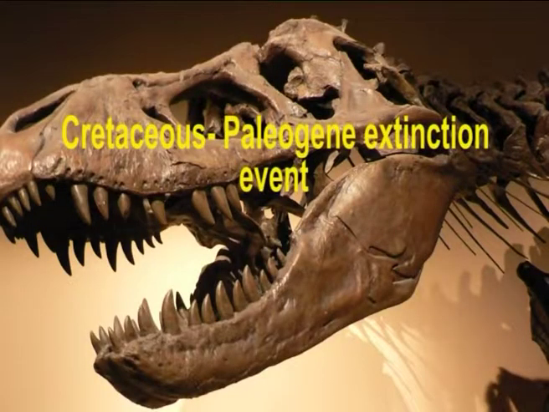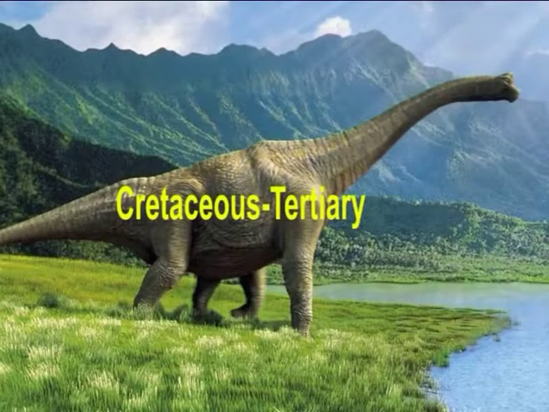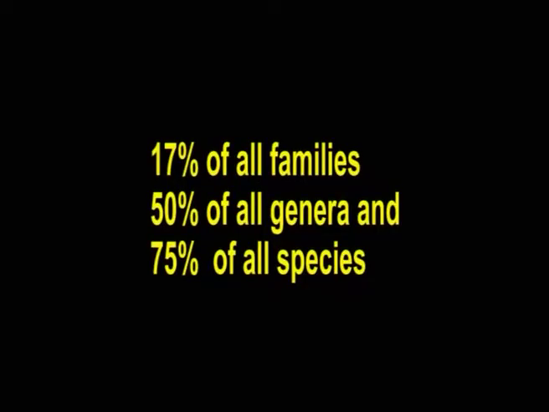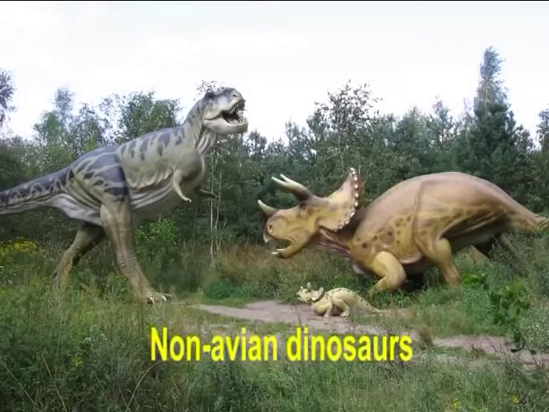Cretaceous-Paleogene extinction event. The KT event is now officially called the Cretaceous-Paleogene or KPG extinction event in place of Cretaceous-Tertiary. About 17% of all families, 50% of all genera and 75% of all species became extinct. In the seas, it reduced the percentage of sessile animals to about 33%. All non-avian dinosaurs became extinct during that time.